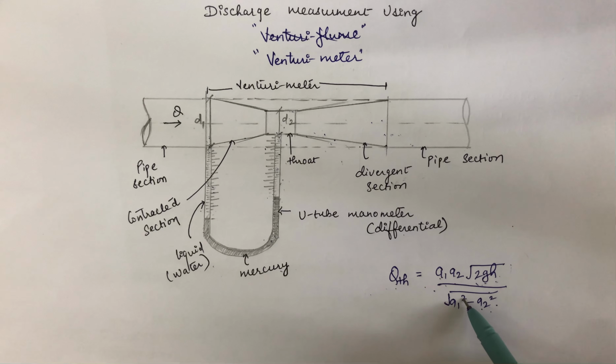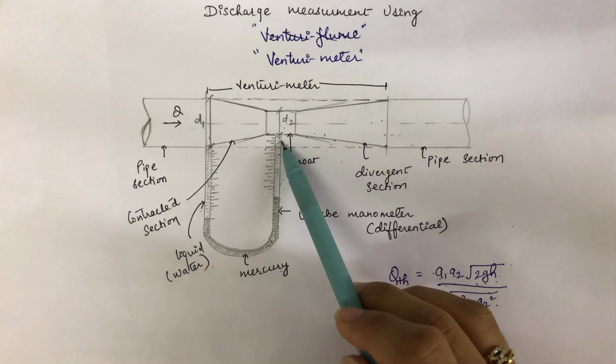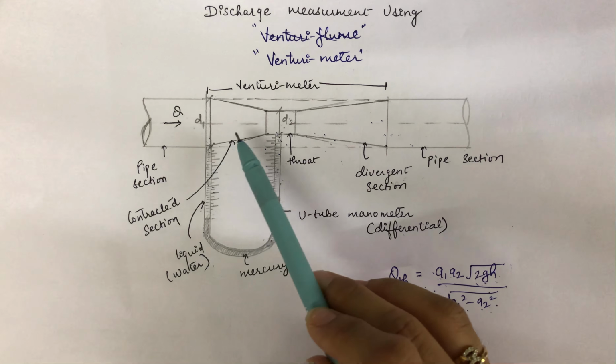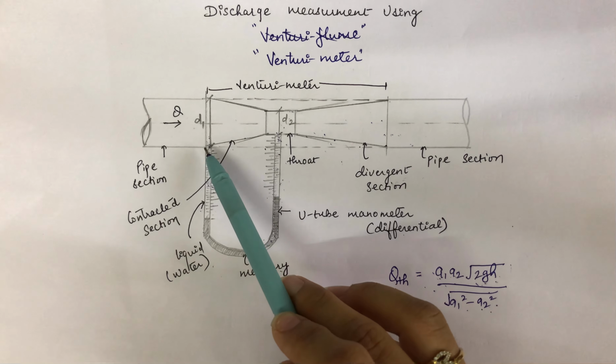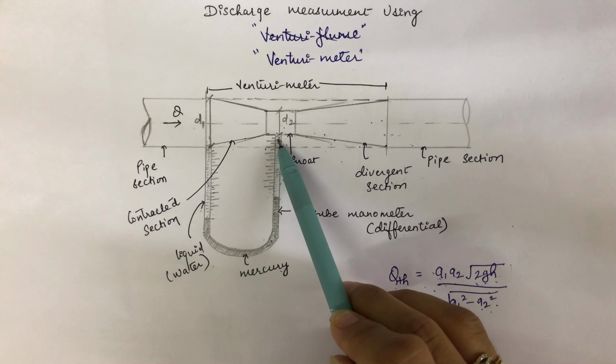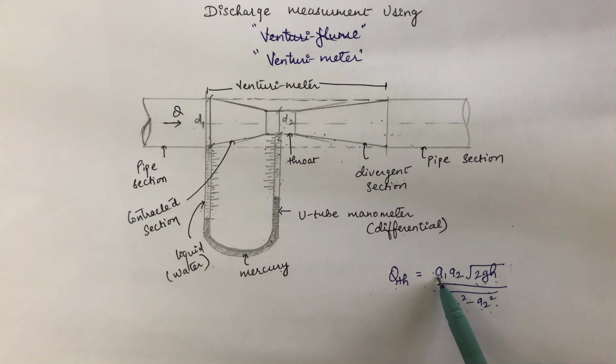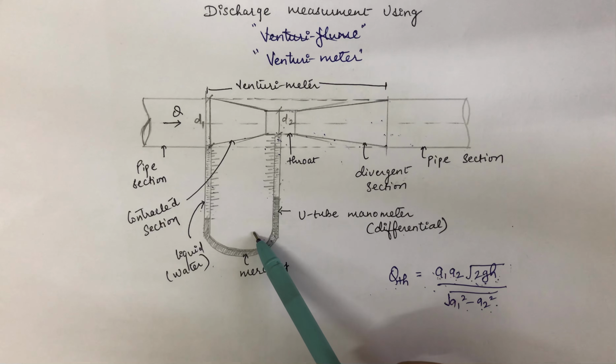Now if you look at this equation, A1 and A2 are the cross sectional areas at the inlet and at the throat of the Venturimeter. So if the values of D1 and D2 are known to you, then you can calculate the values of A1 and A2. Here 2 is a constant, G is gravitational acceleration whose value is 9.81, and H is the pressure head difference that will be obtained using the U-tube differential manometer.